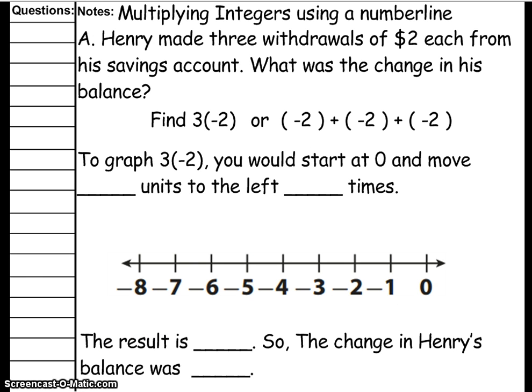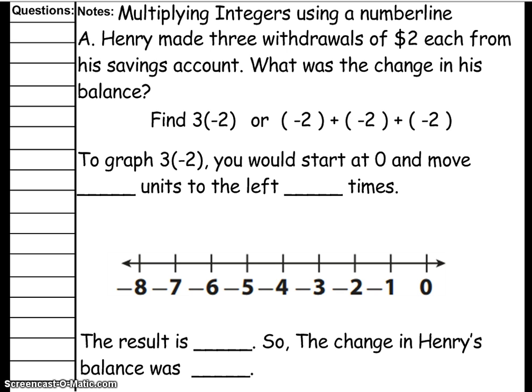Multiplying integers using a number line. We're going to use the practice problem A. Henry made 3 withdrawals of $2 each from his savings account. What was the change in his balance? So the word problem written as a multiplication sentence is 3 times negative 2. And we know multiplication is the same as repeated addition. So 3 times negative 2 is negative 2 plus negative 2 plus negative 2.